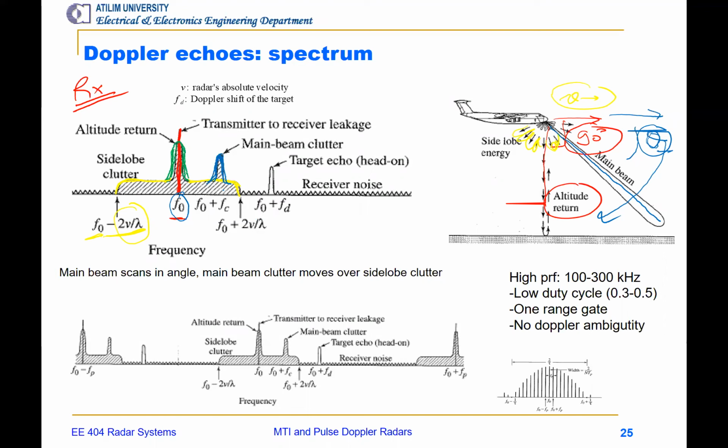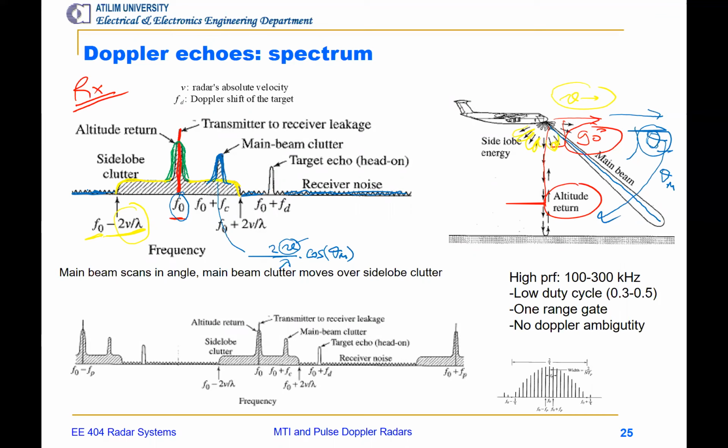Okay? This is going to be simply 2V over lambda times cosine of theta main beam. Here, V is the speed of the platform. Cosine theta m simply gives us the Doppler shift. So the radial frequency will be changed, and so the Doppler frequency will be changed for main beam clutter. Then we got receiver noise, of course, in the background. Now we assume that that's quite low compared with the echo signals.